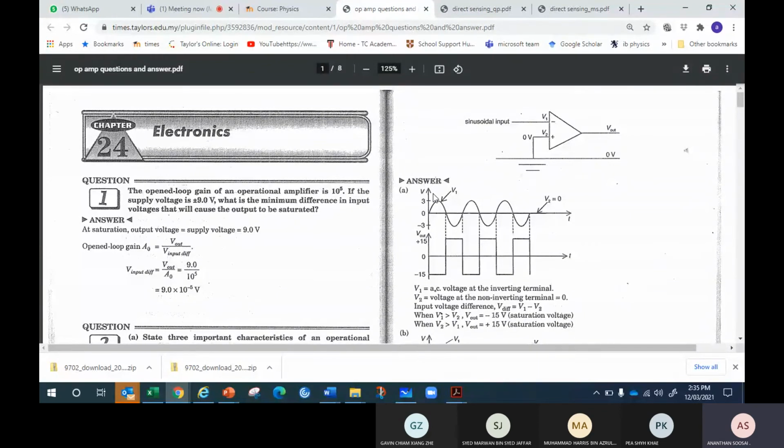How do you know it's inverting? It must have a feedback, and the input must be at negative. How do you know it's non-inverting? It must have a feedback, and the input must be at positive. Okay, let's go through that first.